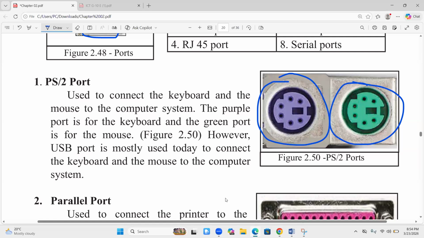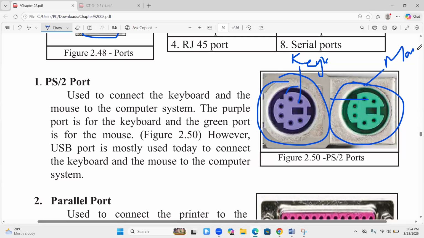Can you see this image? What are the colors here? The first one is purple, okay, and the second one is green, right? So the purple port is for keyboard, and the green is for mouse, right?